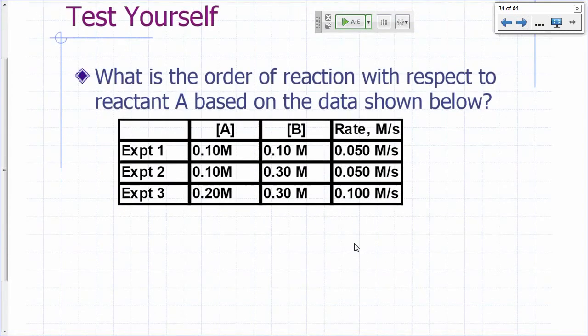Same data. What's the order of the reaction with respect to A now? So we've already seen that B doesn't matter, right? We can ignore that.